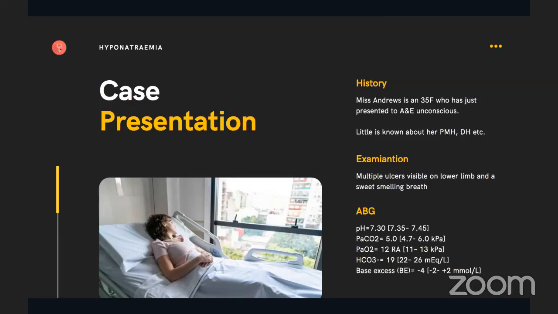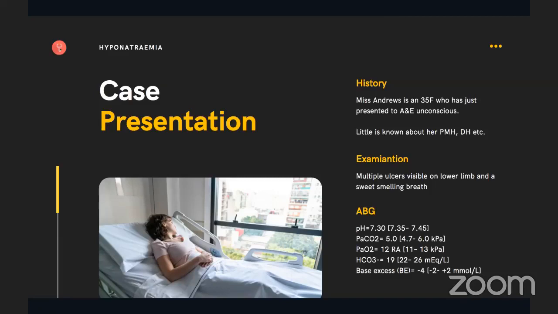So then we'll want to move to the HCO3, which is 19, which is low. And then we can confirm that by looking at the base excess, which is -4, which is also low. So from that, we've got a low pH, a low HCO3, and a low base excess. So we can formulate that this lady is in metabolic acidosis with no compensation from the CO2.